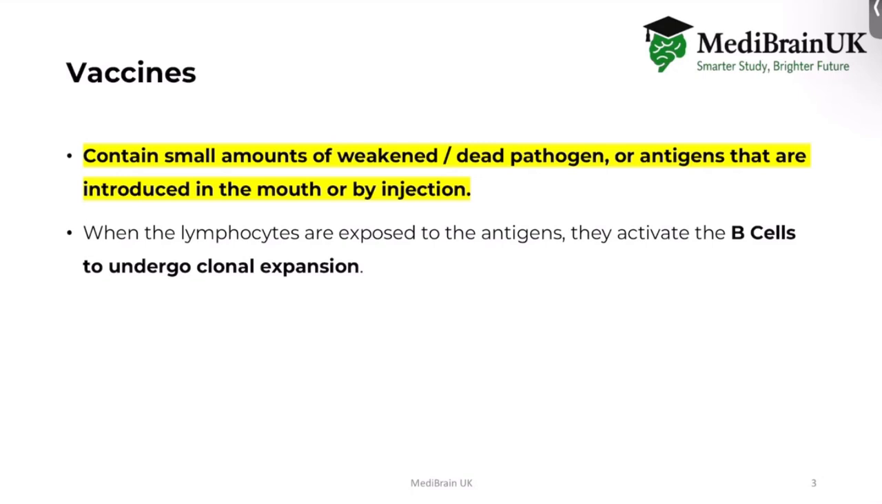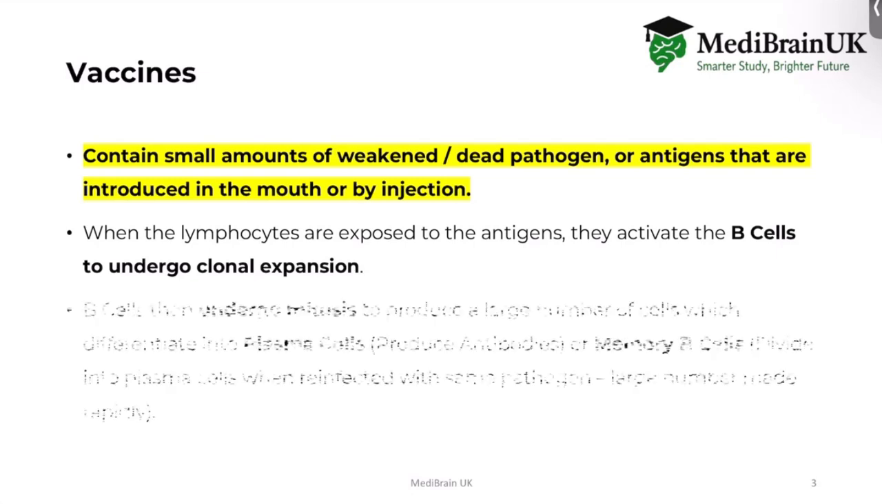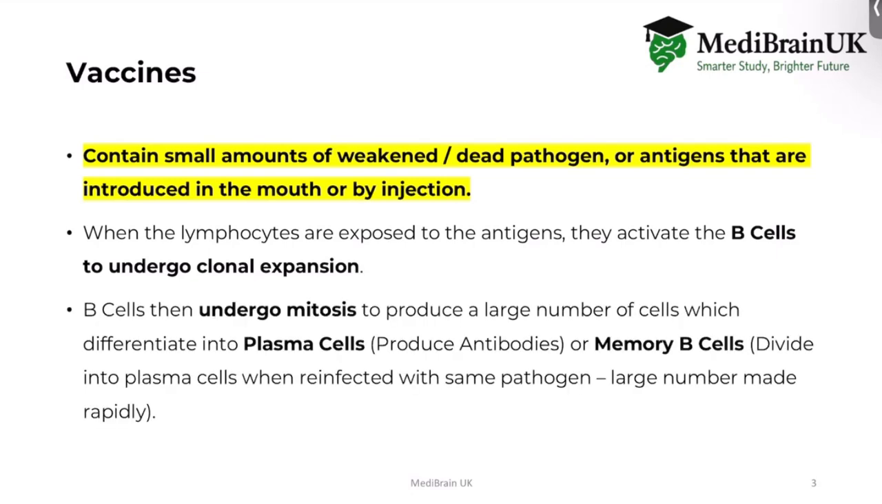Okay, so remember, T cells are the ones which are part of the cell-mediated response. They will respond to the antigen present on macrophages, on phagocytes, and they will activate the B cells. The B cells will have the antigen present on their surface, and they will be activated by the T cells. So once the B cell has been activated, it will go through clonal expansion. B cells then undergo mitosis and produce a large number of these antibody cells.